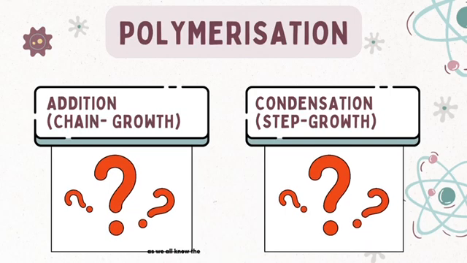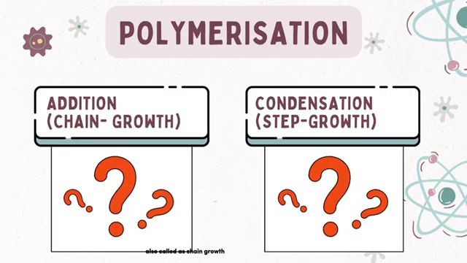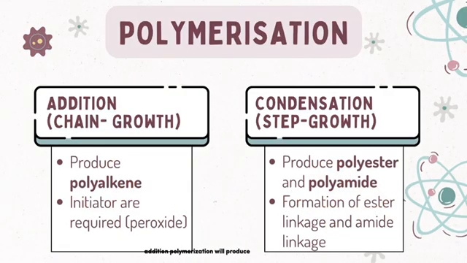As we all know, the process to form polymer is polymerization. This reaction is divided into two types, which are addition polymerization, also called the chain growth process, and condensation polymerization. Another name for condensation polymerization is the step growth process. Addition polymerization will produce polyalkene. Condensation polymerization produces polyamide and polyester. Since it produces polyamide and polyester, there is formation of ester and amide linkage between two molecules during the polymerization.